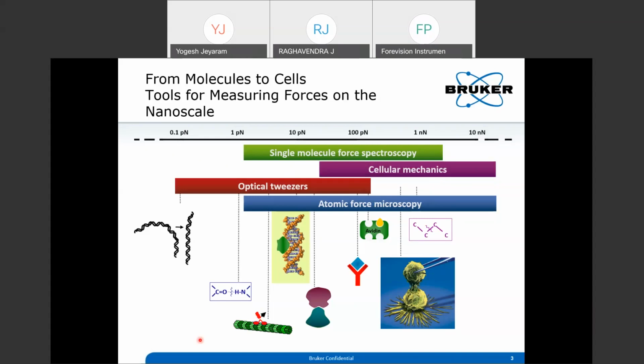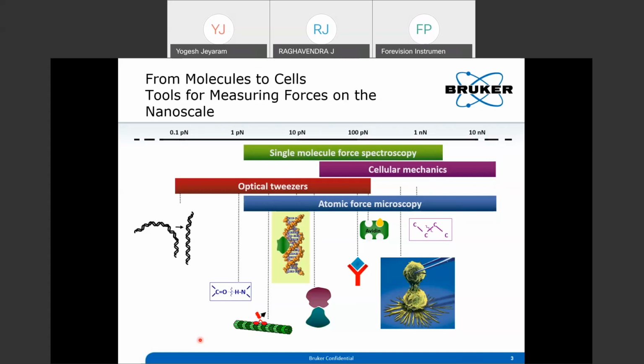Even though we are talking about these as large forces, these are fundamentally very, very small forces. 1 piconewton is 10 to the power minus 12 newtons. So it's a very, very small force, and to be able to control an object at those force levels is a technological challenge. This has been addressed predominantly by two techniques.